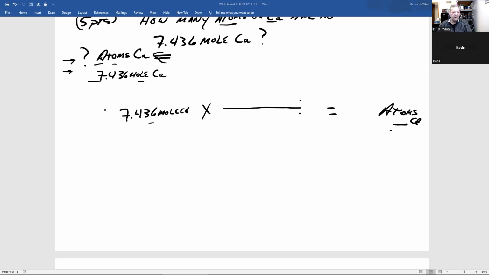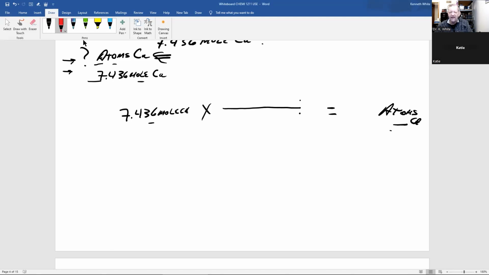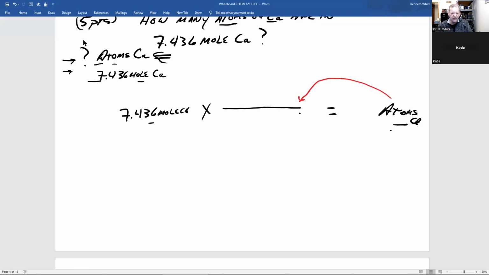All right, my turn. It's time to use your good buddy, your good friend, unit analysis. And how do you use it? Whatever unit you're trying to get to goes on top of the ratio. Whatever unit you're trying to get rid of, go underneath. Therefore, I should have atoms calcium on top, and moles calcium underneath. Now, where do we get these numbers?